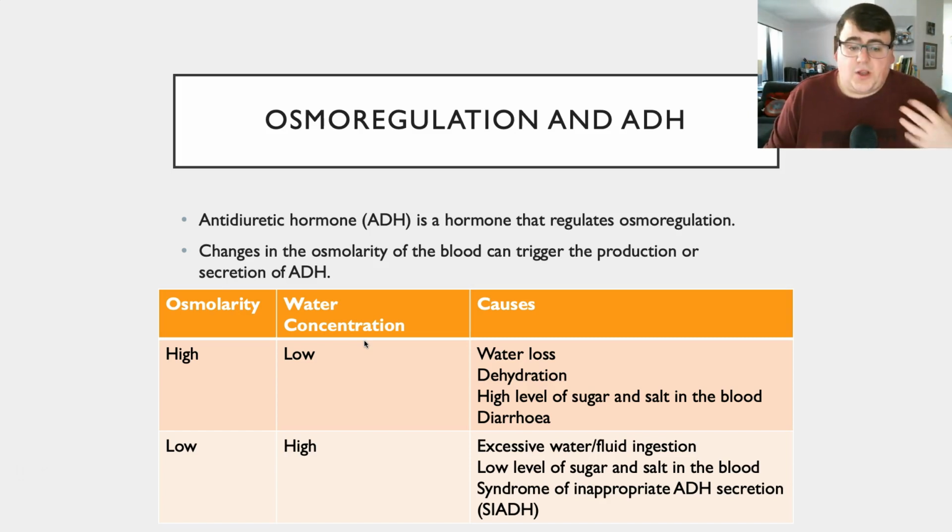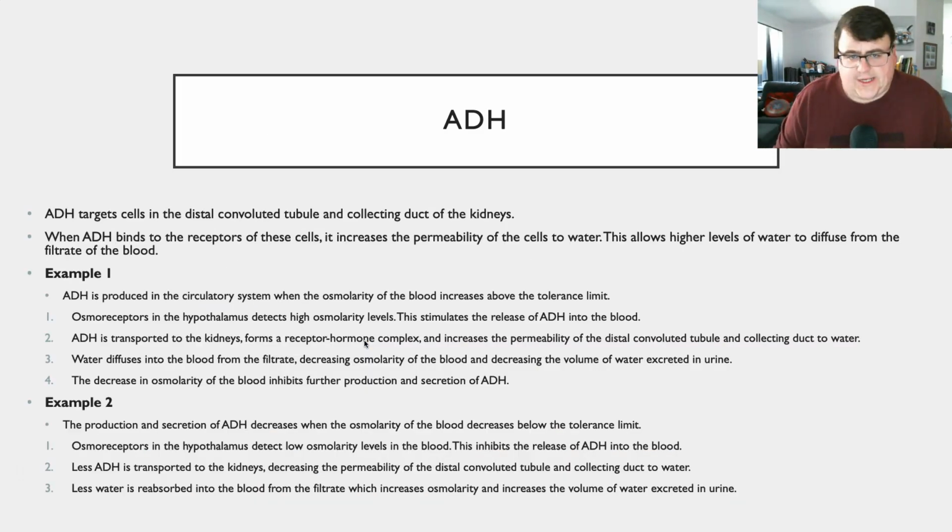Whereas osmolarity being low in the body means you've got high amounts of water. That could be because you've ingested lots of water or fluid, you may have low levels of sugar or salt in your blood, or you may have a condition called Syndrome of Inappropriate ADH Secretion, SIADH. So what exactly is ADH? We're talking about ADH a lot. ADH, like I said before, is a hormone, and it targets cells in the distal convoluted tubule and collecting ducts of the kidney.